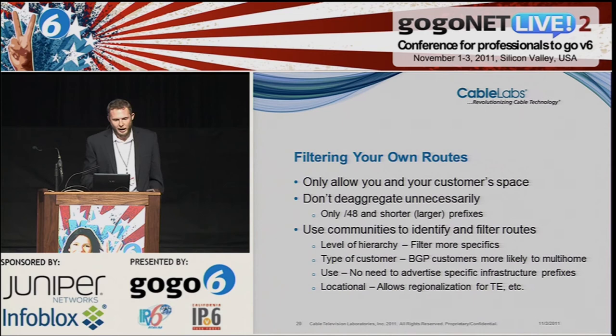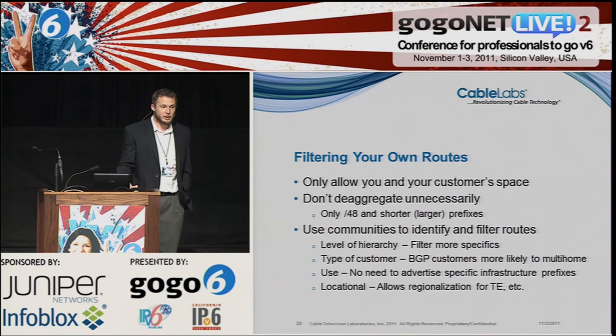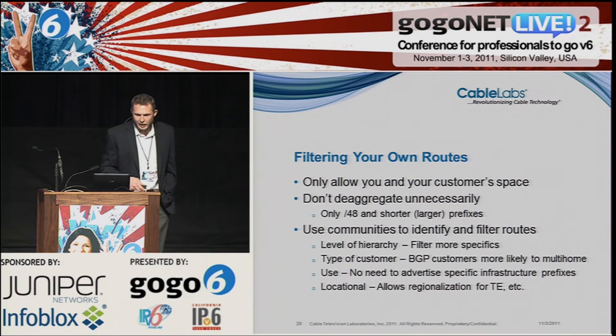So if you have a customer who's doing BGP with you, they're probably multi-homed. Their routes probably need to be announced, you know, down to what they're actually sending you. Whereas a customer who you've got a static route to probably doesn't need to have their more specific route announced out to the internet. And then use, right? So your infrastructure prefixes, things like that, you don't need to announce the more specifics in those places.